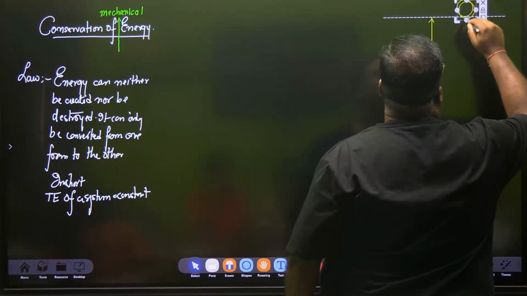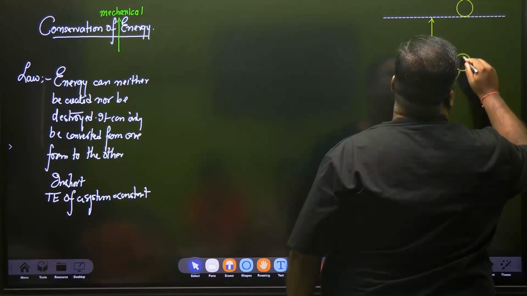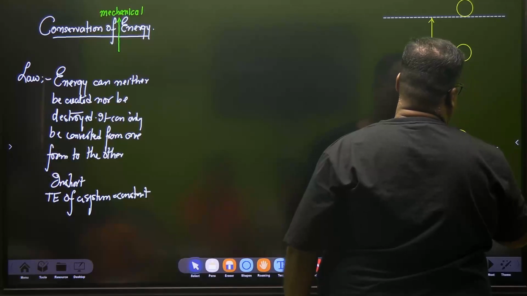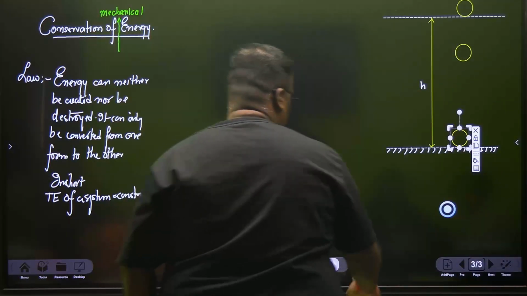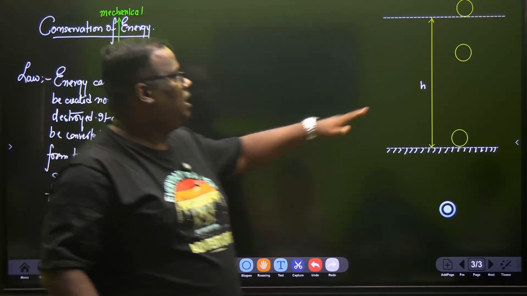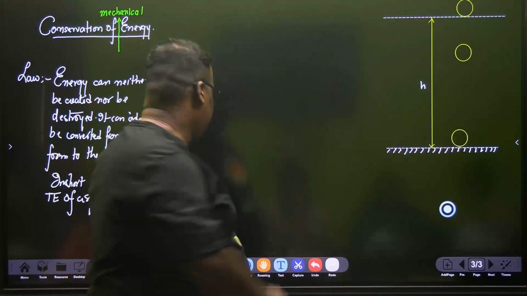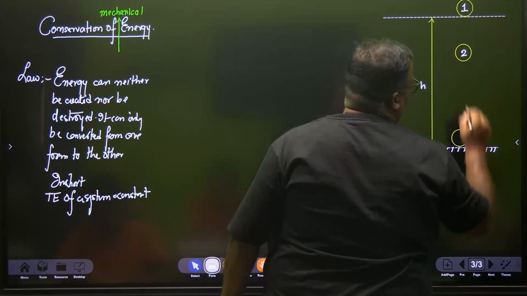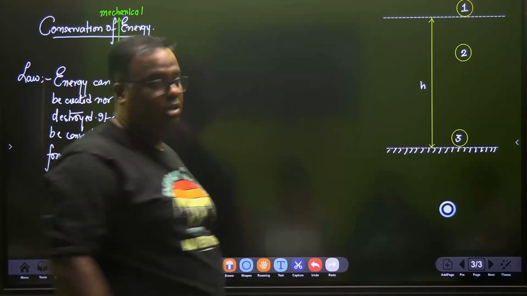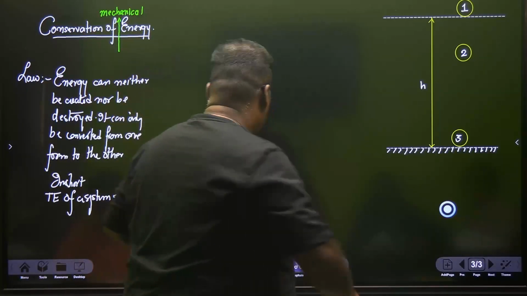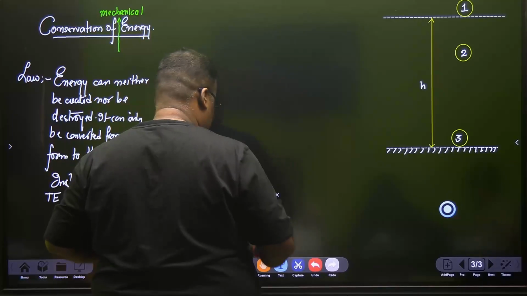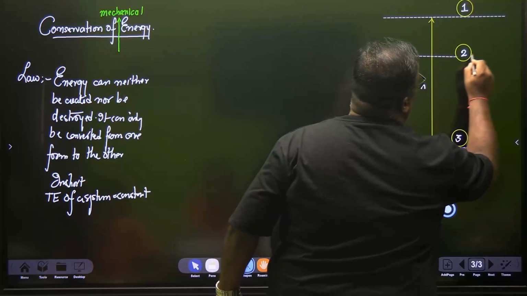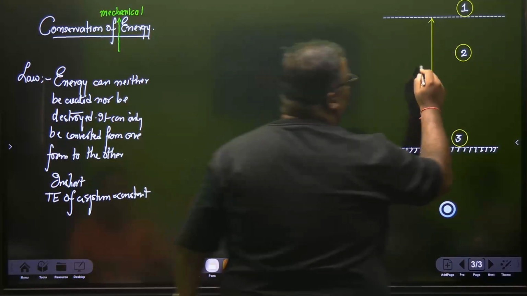Then we'll take it at some arbitrary point somewhere here, and then we will analyze it for some place here. This body is at a height h. Do you agree? And all these things will be seen as three scenarios: scenario 1, scenario 2, and scenario 3. It is the same ball, falling from a height h. One more thing we need to specify is the level at which we have shown the height.